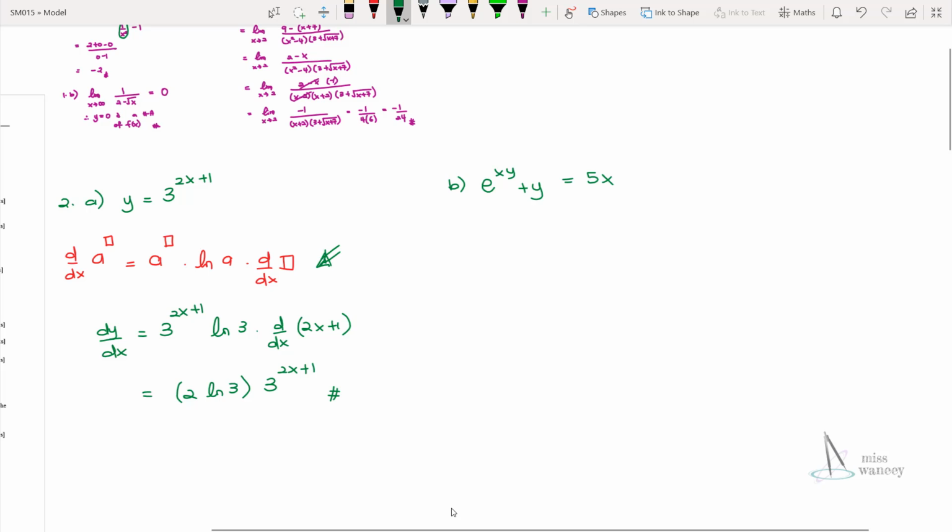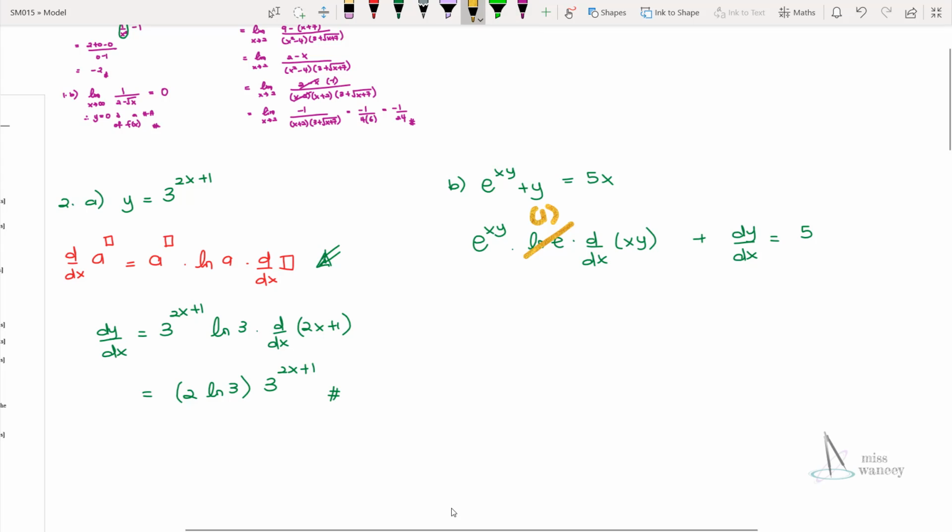Like what we have over there, it will become e to the power of xy, ln of the base, so ln of e, and then don't forget we have to differentiate the power, so differentiate xy, plus differentiating y, which becomes dy over dx, equal to differentiating 5x, which becomes 5. Okay, so now ln of e, the whole world knows ln of e is equal to 1.